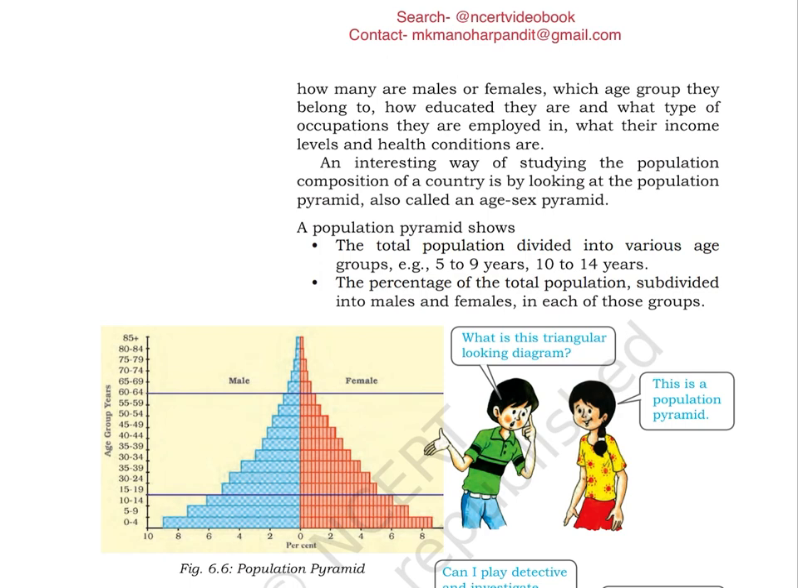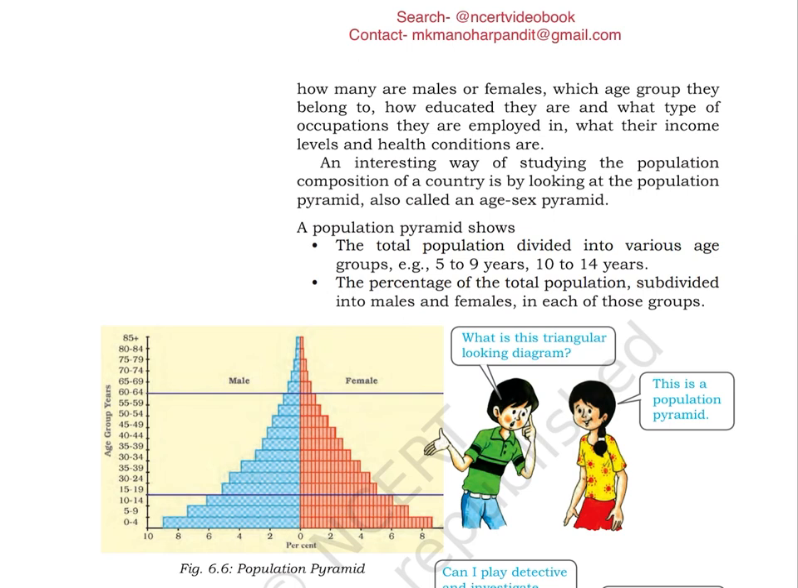As we go up through the age groups, we see that the total number of people in that particular age group is less, which means more people are there at younger ages, but very few people are there in the older ages.